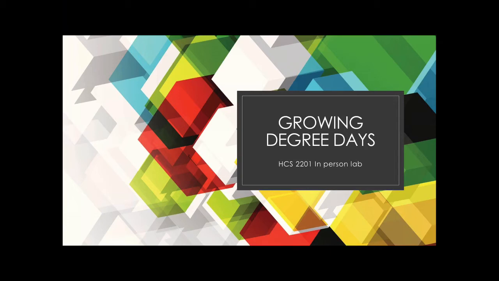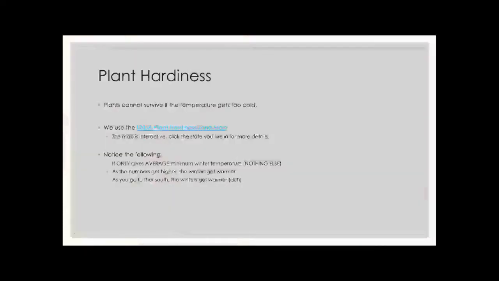This week's lab is going to talk about some weather issues. We're going to spend a little bit of time on the USDA hardiness zones, but we're going to spend a good portion of our time on growing degree days because it's a very powerful tool that you can utilize to help you predict when plants and or insects are going to be active. So let's talk a little bit about hardiness.